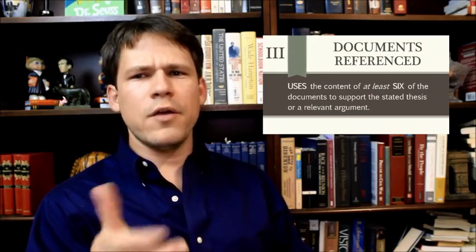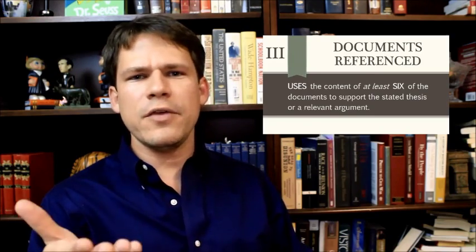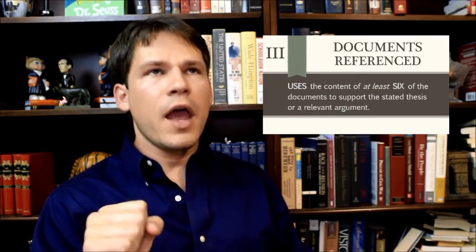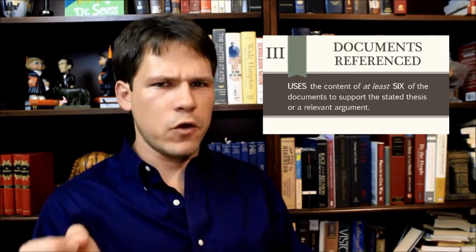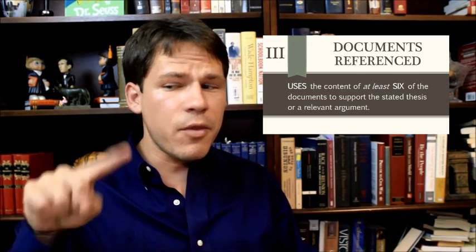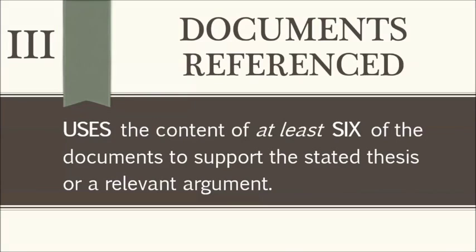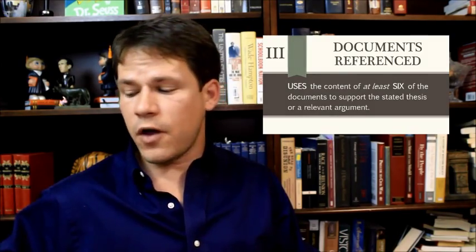So point 3, we're talking about documents referenced. You're going to see these 6 or 7 documents and you have got to make legitimate references to them, that you've used them, that you've referred to something in the box. It says that you use the content of at least 6 of the documents to support the stated thesis or a relevant argument. So if you have 7 documents, you can leave one out, but if there are 6, you need to use all of them.